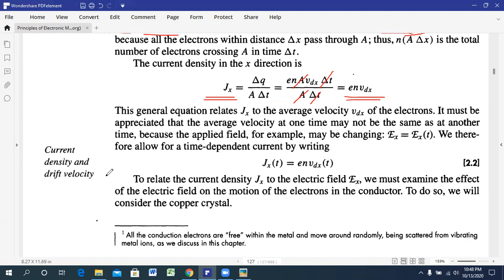So what we can write, just simplifying this equation: J(x,t) equals E n v_d(x,t), because E is the charge of the electron and n is the number of electrons per unit volume. So these two things are constant. The only variable is v_d(x,t). I think up to this equation, equation number 2.2, is also clear.